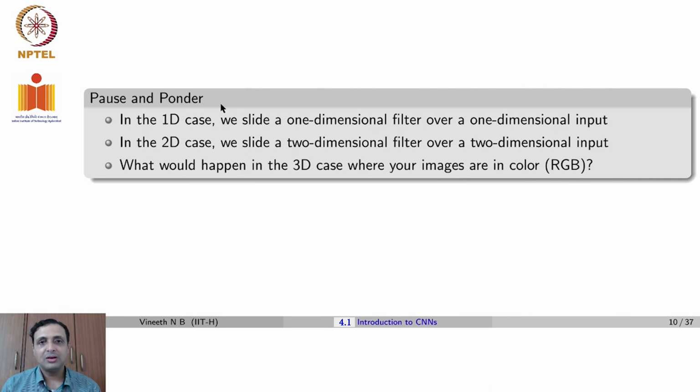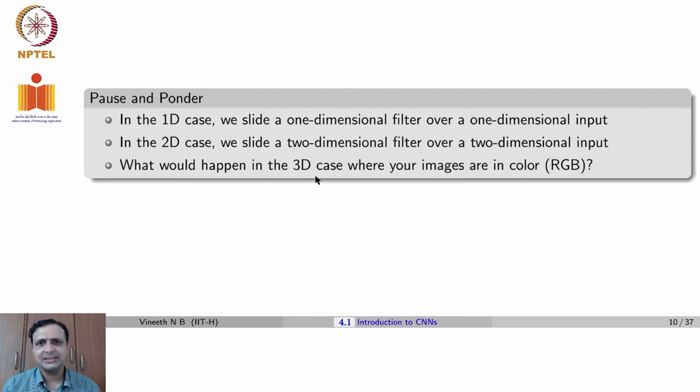We know from what we've seen so far that for the 1D case, when you do convolution, you slide a one-dimensional filter over a one-dimensional input. Similarly, in the 2D case, you slide a two-dimensional filter, as in images such as say Sobel edge filter and so on, over a two-dimensional input. Let's try to take this further. What would happen in a 3D case?